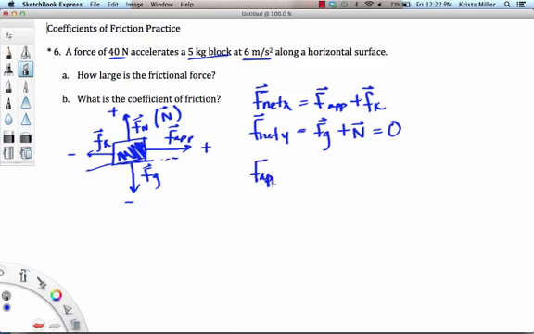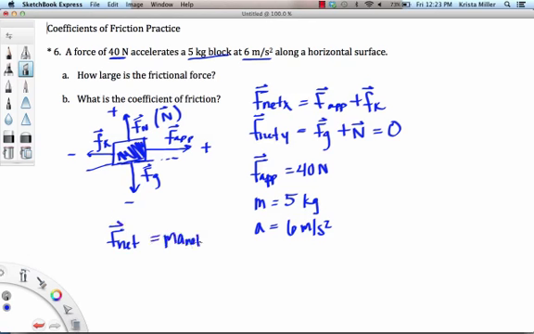Things were given in the problem. We're given the information that the applied force is 40 newtons. We're given information that the mass is 5 kilograms. And we're given information that the acceleration is 6 meters per second squared. Now, we know a couple of different equations. We know F net equals m a net. We also know the force of kinetic friction is equal to mu sub k times the normal force.